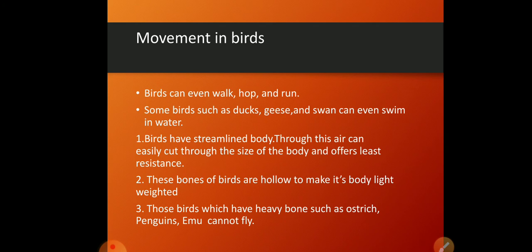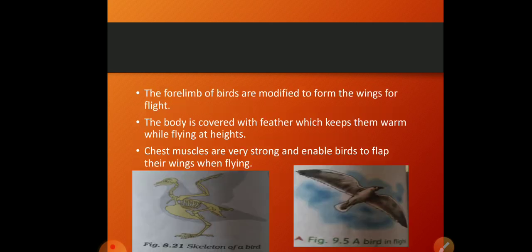And this streamlined body makes it easy for them to move through the air. The air can easily cut through the sides of the body. You can see in this diagram. And we can say it offers least resistance. The bones of the birds are hollow, and hollow bones make the body lightweight and fit for flying.